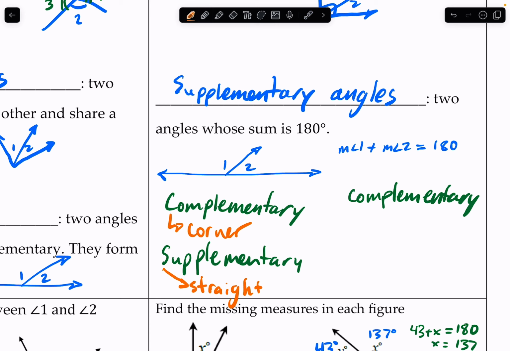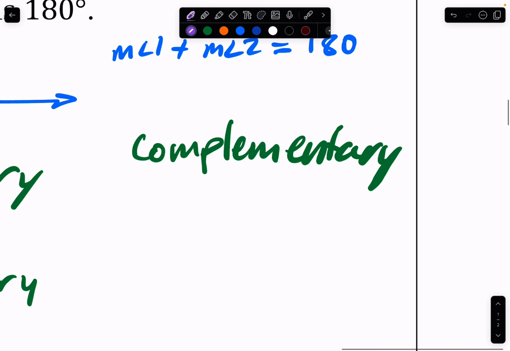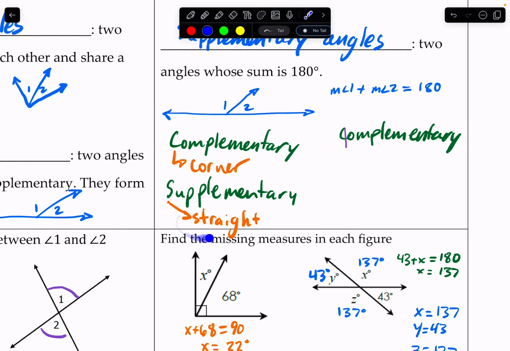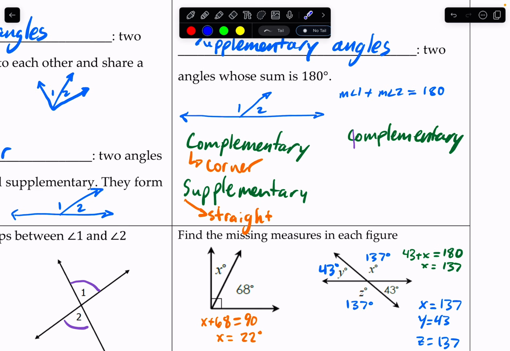Another way that I've seen this done is where you take the word complementary and you draw an extra line on the C. These first two letters sort of look like 90 now. That's kind of like a 9, that's a 0. So if you just add a line to the C, it sort of looks like 90. Anyway, complementary is 90. Complementary creates a corner. Supplementary is 180. Supplementary is straight.